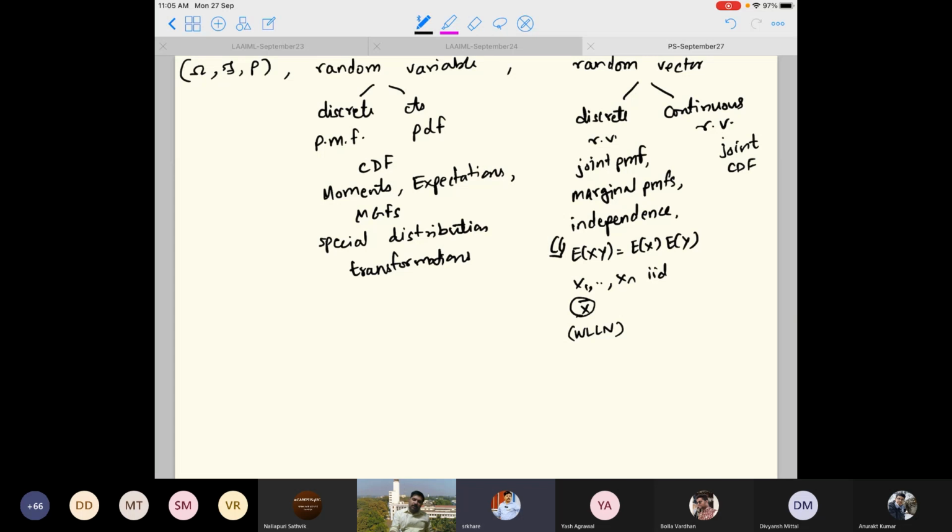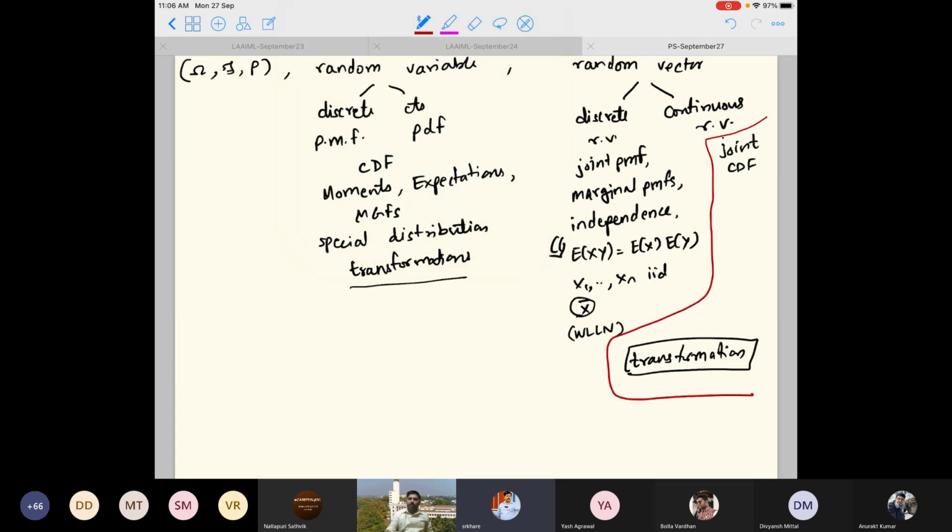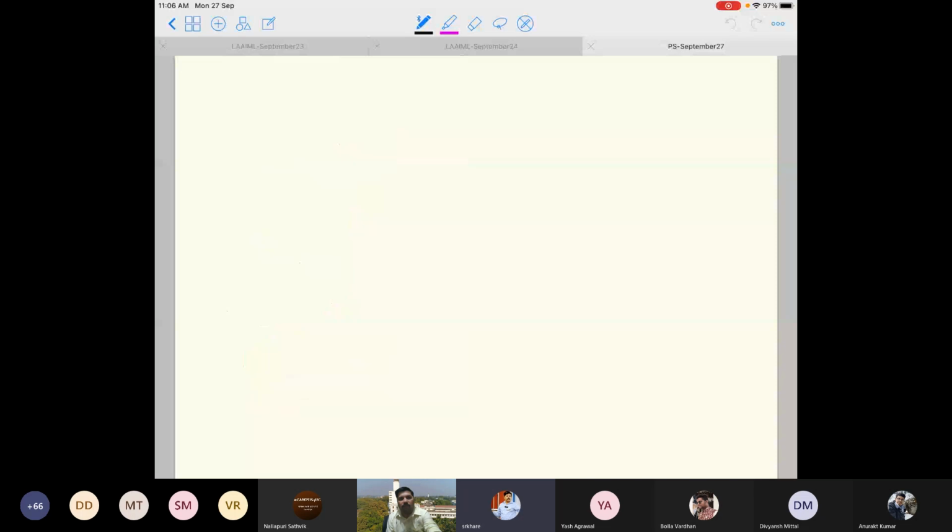And like transformations, here too we will want to do transformations, right? So this is the agenda now. Similar to discrete random variables, this is something that we want to cover now. In the coming two to three classes, this is what we'll mostly focus on. So just to quickly recap and remind you of what we have done, let us start looking at continuous random vectors, joint continuous random vector.